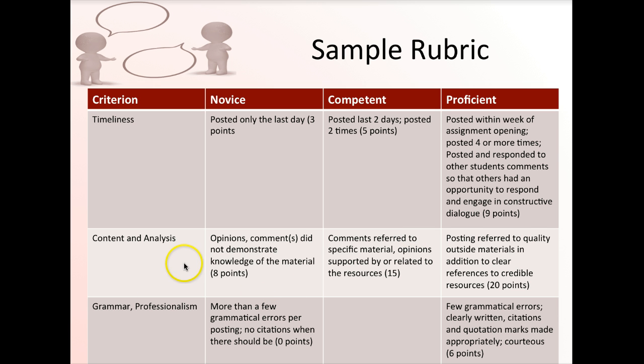The second component of the grade is the content and analysis, and you can see that's the bulk of the points. That's 20 of the 35 points for this particular assignment. If you just state an opinion that doesn't show that you read anything or know what happened in the material, then at most you'll get 8 points, and it may not even be 8 points, depending on what those comments are. If you refer to specific material in general, or your opinions are supported by or related to the resources, then you will get more points. For content and analysis, the most points are for postings that refer to quality outside materials, in addition to clear references to credible resources and the information within the assignment that I've given you.